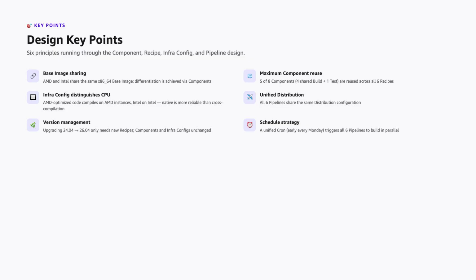That's the solution. 8 reusable components, layered onto 4 base images, composed into 6 recipes, compiled natively across 3 infrastructure configurations, and shipped through 6 scheduled pipelines, turning a fully managed AWS service into a low-latency image factory for high-frequency trading.